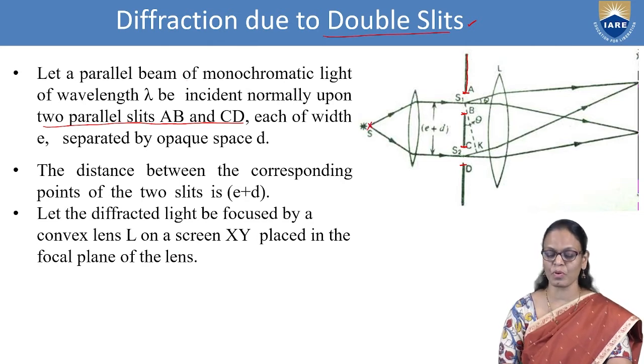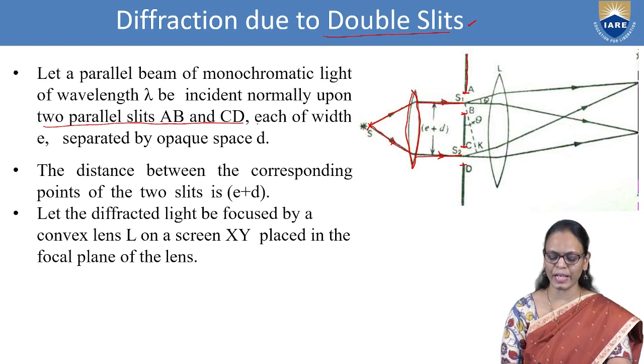This is the source, a monochromatic source. The light coming from this monochromatic source is made parallel with the help of this lens. So the light, coming parallel, is incident on the two slits AB and CD.